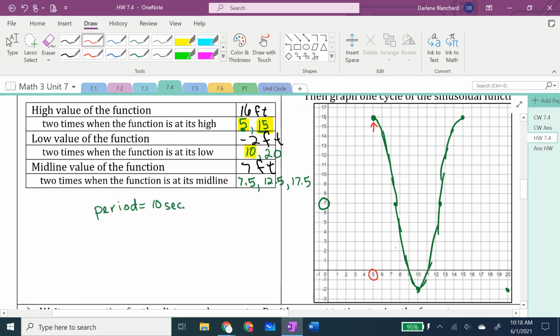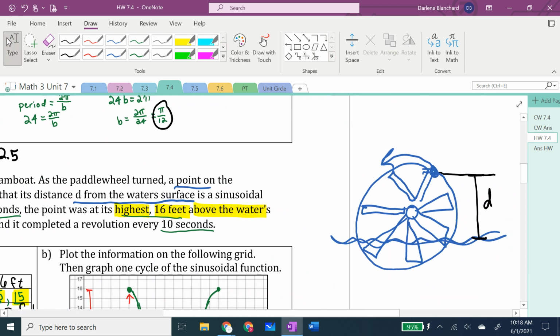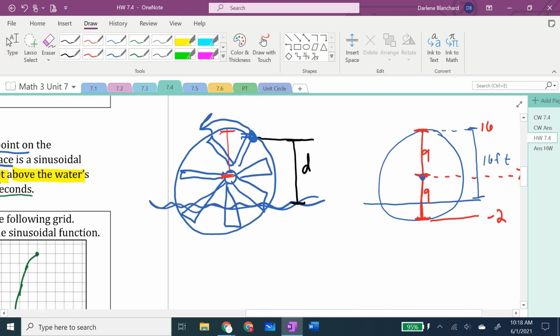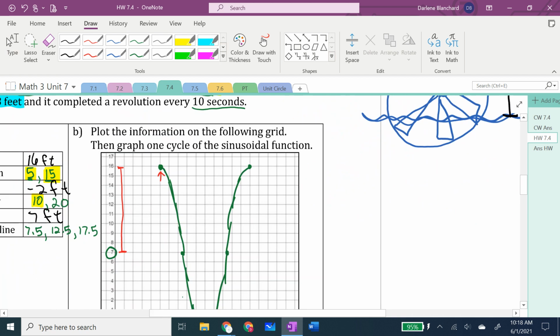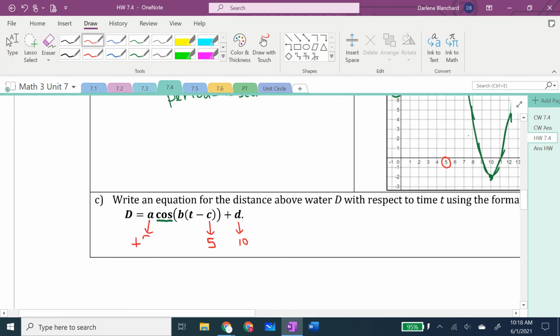Do you remember that the amplitude is the diameter of, or sorry, not diameter. My gosh, I'm just messing up on this diameter radius business. It's the radius of the circle. The radius of the circle is going to give me that amplitude. And the radius of my circle is 9. And that is the distance from the midline to the high, as well as the midline to the low.